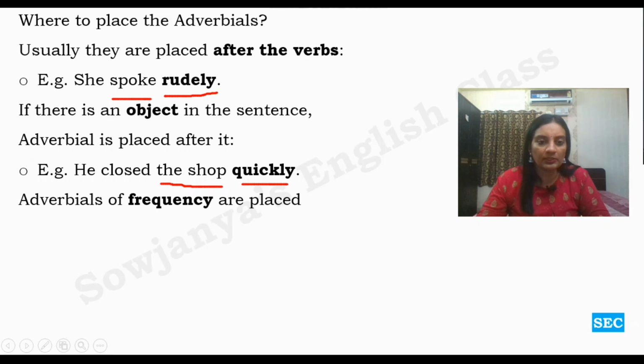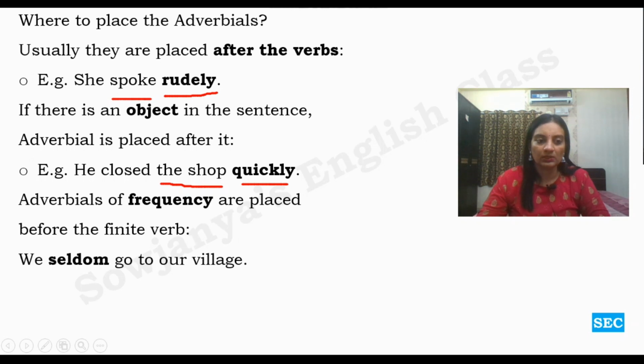Then adverbials of frequency are placed before the finite verb. For example, we seldom go to our village. Seldom is our adverb of frequency. Go is our finite verb. So whenever you have an adverb of frequency, it usually comes before the finite verb.